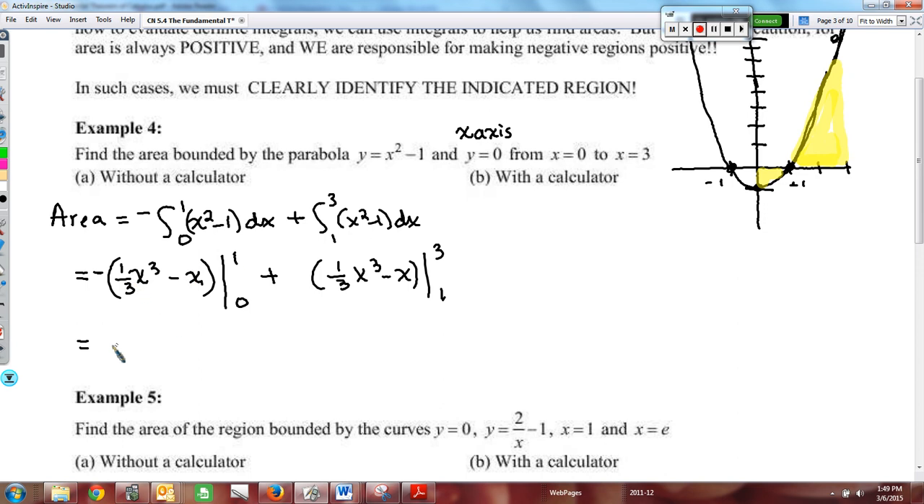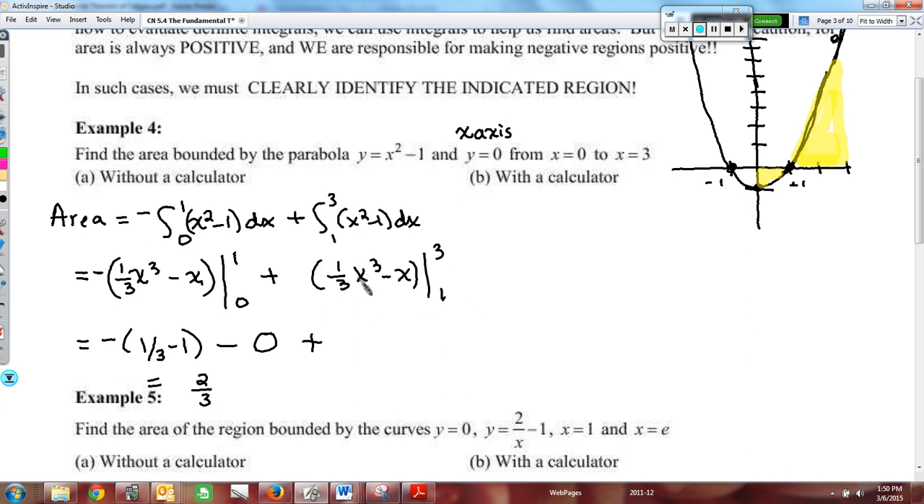Well, actually, let's just do it. It's easy enough. So I would have negative times 1/3 minus 1. That's your value of the antiderivative at 1, minus your value at 0, which is going to be 0. So your net change on the first part is going to give us negative 2/3, positive 2/3. Notice how it turned into a positive number because I'm calculating area. The definite integral was negative, but then we made it opposite to make it positive.